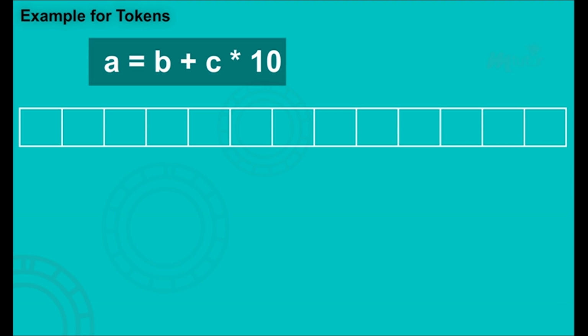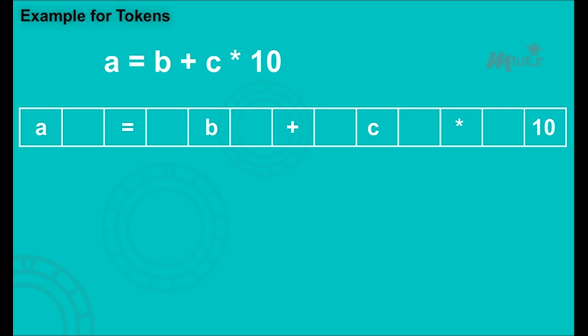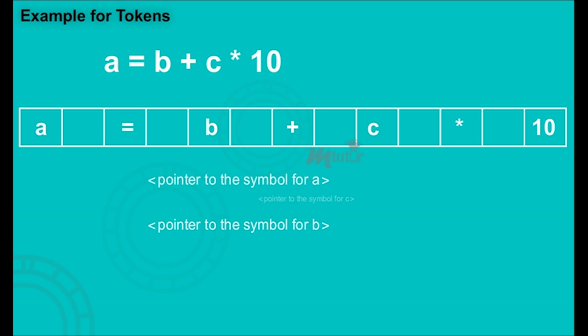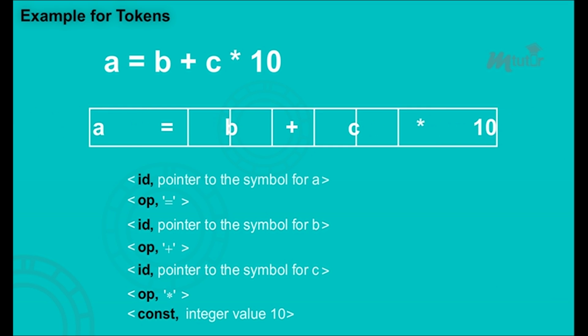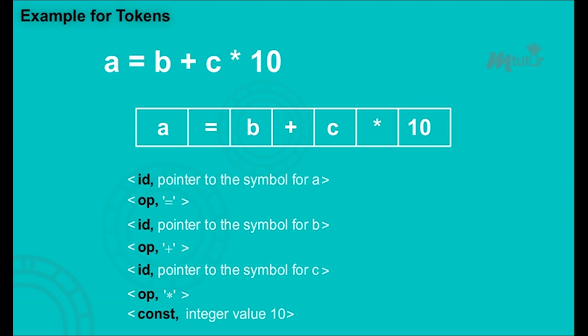Consider another example of the scanning of the assignment statement A is equal to B plus C into 10. The sequence of tokens is generated as follows. A, B, and C are identifiers, so the token type is ID. Equal to, plus, and asterisk are operators, so the token type is OP. 10 is a constant, so the token type is constant. During the scanning process, the extra white space characters are removed from the source program by the analyzer.